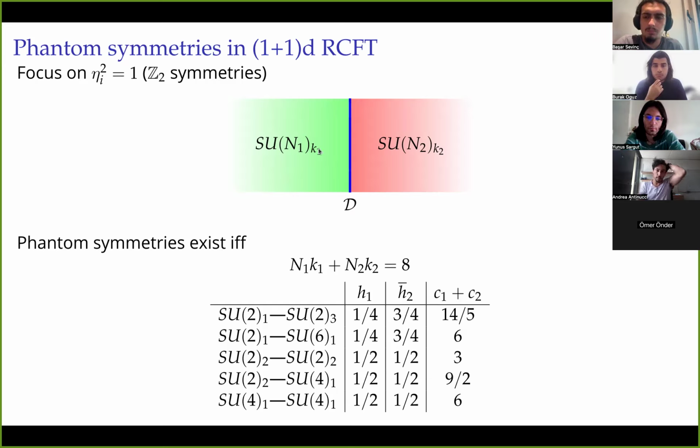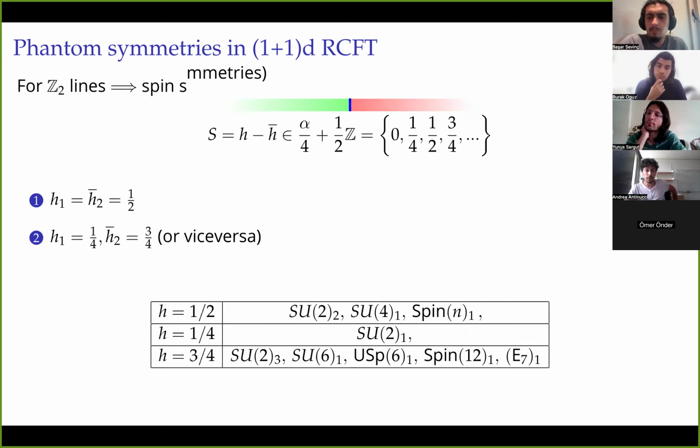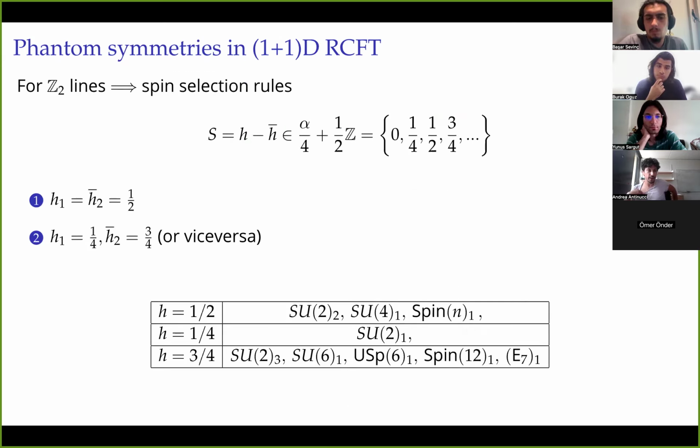And so by scanning these models, you can realize that these phantom symmetries can only exist if the rank and level satisfy this equation. So there are a finite number of them. And here is the whole list of possible conformal defects, conformal interfaces between SU(N) level K WZW models. Okay. You can go a little bit more generally and ask for more general WZW models.